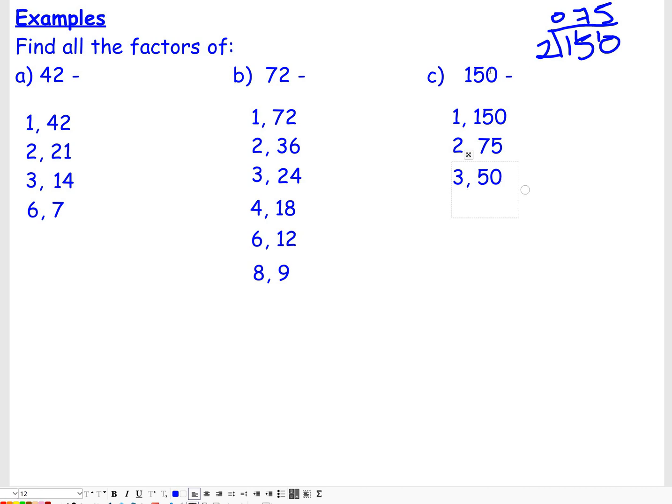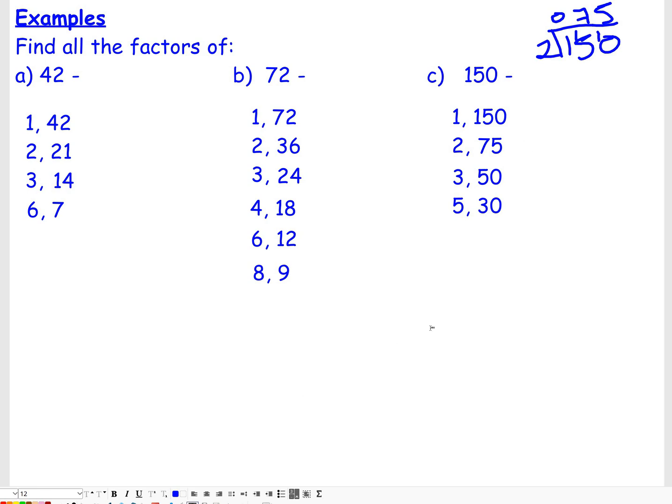Does 5 go in? Well, we know if a number has a unit digit of 0 or 5, it can be divided by 5. So 5 goes in 30 times. Again, you can do a bus stop for that if you need to. 150 divided by 5 is 30.